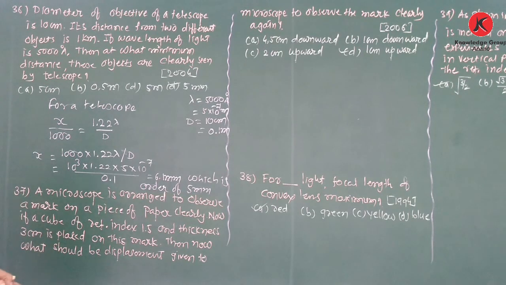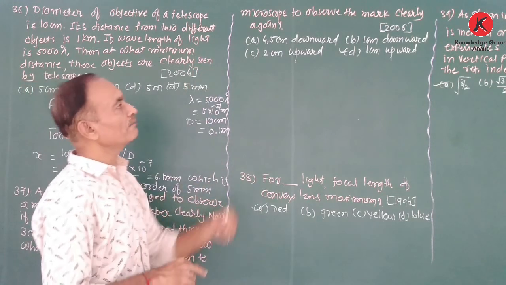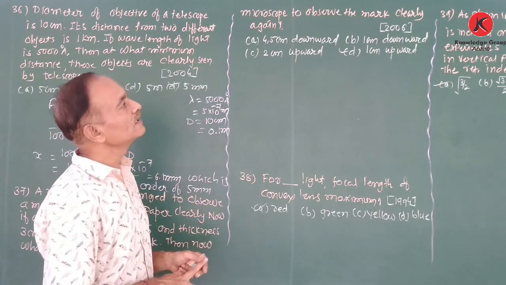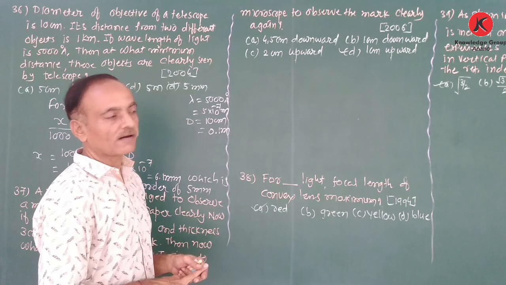Now next, a microscope is used to observe a mark on a piece of paper clearly. Now, if a glass cube of refractive index 1.5 and thickness 3 cm is placed on this mark, then what should be the displacement given to the microscope to observe the mark clearly again?